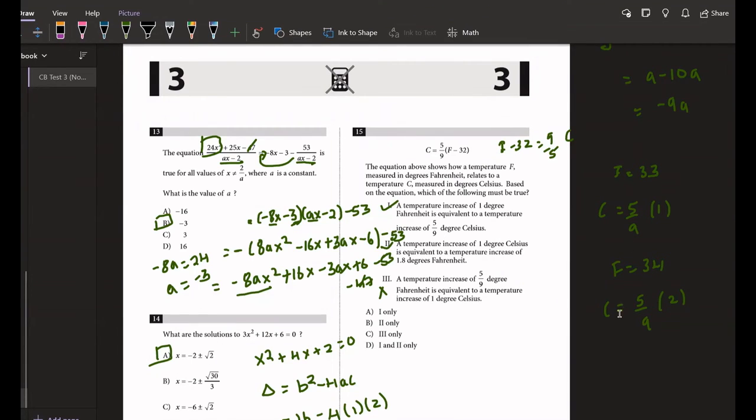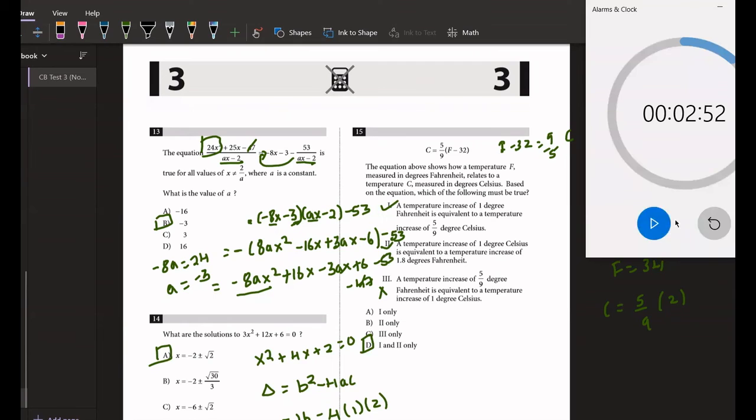So C, we already saw that it's going to increase by 5 over 9 with every increase of F. And conversely speaking, every 1 degree increase in C is going to cause 9 over 5, which is 1.8 degrees increase in F. But a temperature increase of 5 over 9 degree in Fahrenheit is not going to cause 1 degree increase in Celsius, okay? Because Celsius is a heavier term as compared to Fahrenheit. So we're going to go with 1 and 2 only, right?